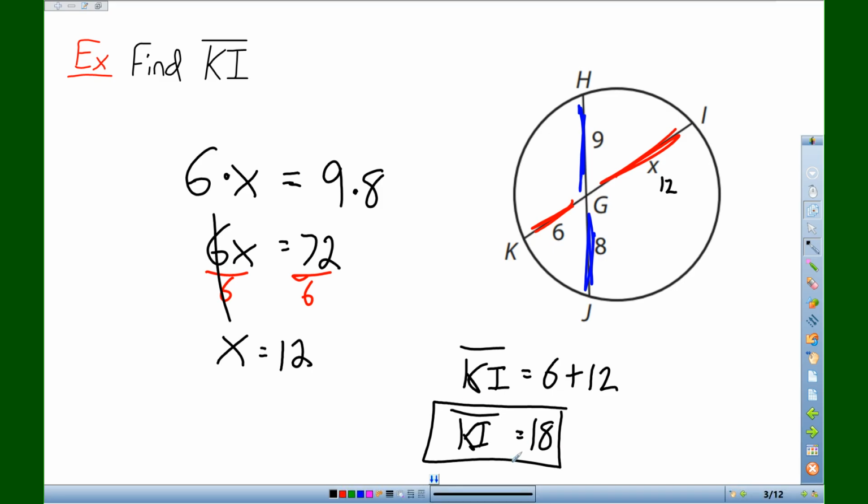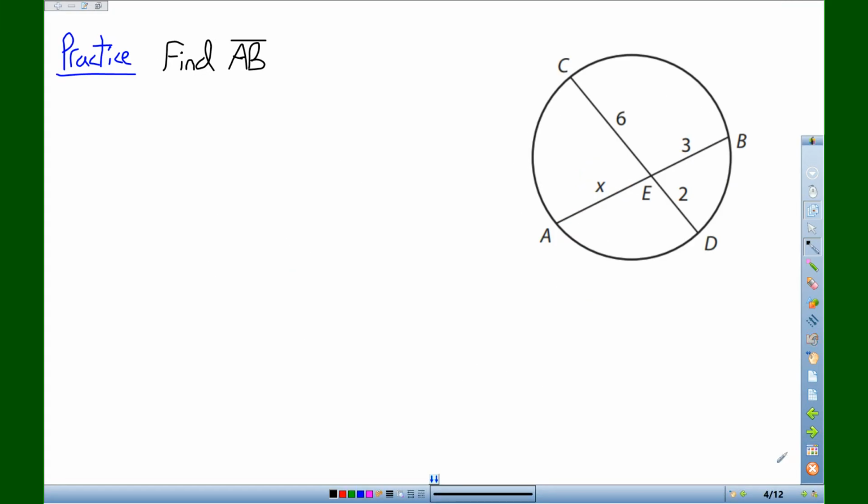So this one asked us to plug back in, but really the point is creating this equation. We can multiply the two parts of one chord equal to multiplying the two parts of another chord. So with that in mind, I'm going to have you go ahead and try this one out. Copy it, set up the equation, try to solve it, and then we'll look it over.